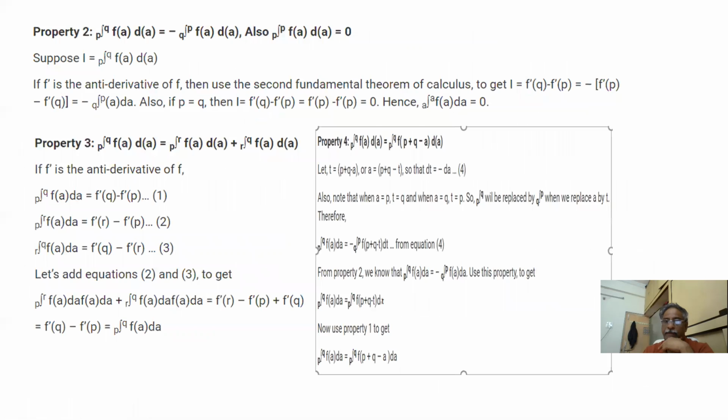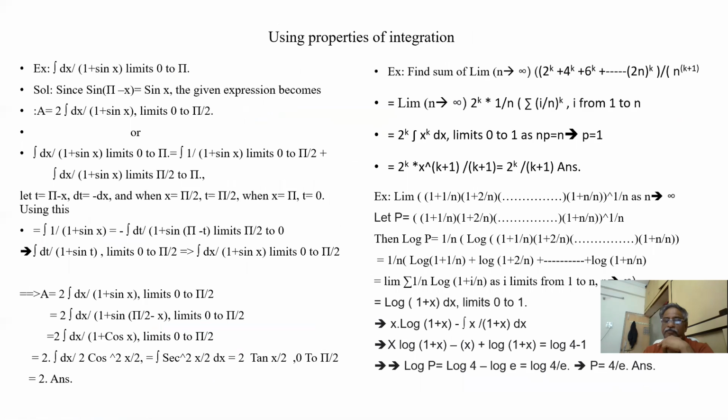Similarly, here the integral of x to the power of k dx is nothing but x to the power of k plus 1 by k plus 1. So when I use the limits, the answer is 2 to the power of k by k plus 1. So I have to convert this sum of series into an integrable form.